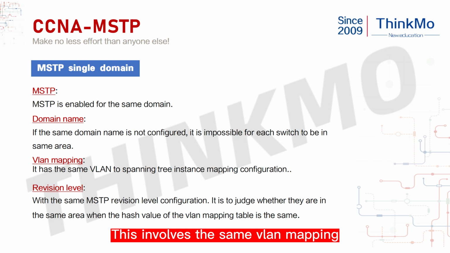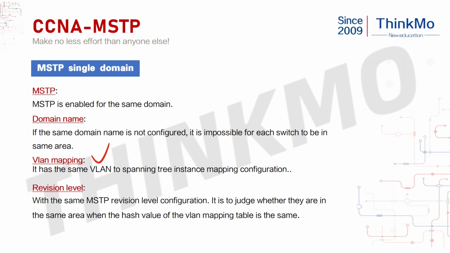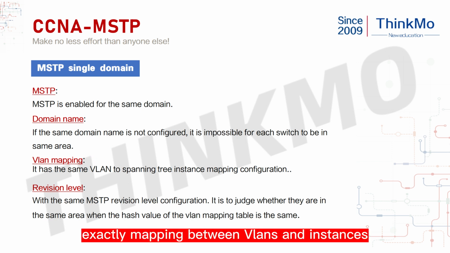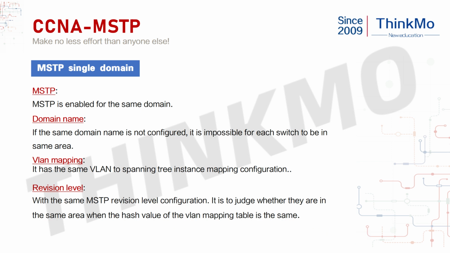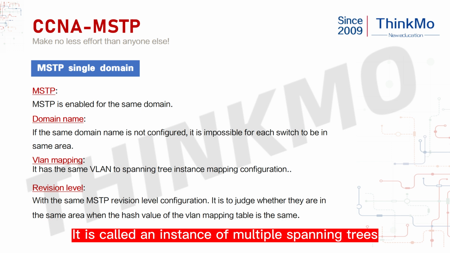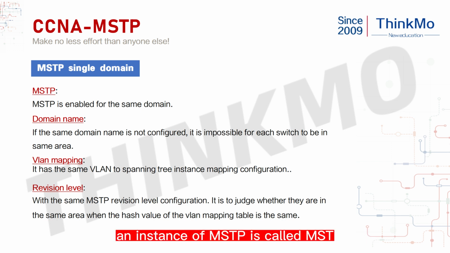This involves the same VLAN mapping, exactly the mapping between VLANs and instances. Here we want to mention a concept in MSTP. It is called an instance of multiple spanning trees. An instance of MSTP is called MST.